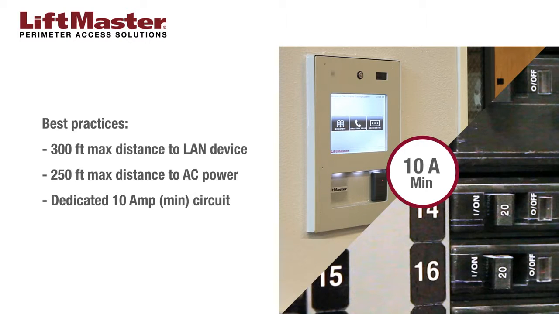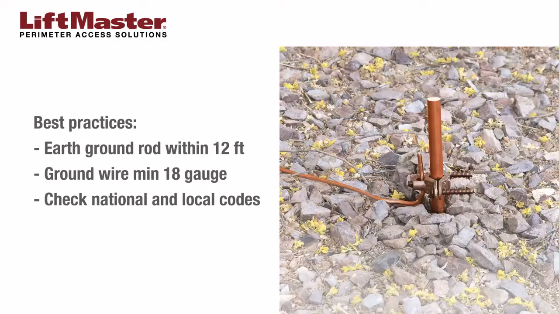This outlet should be wired back to its own circuit breaker with a minimum of 10 amps. The IPAC must be grounded to a good ground source, such as an earth ground rod, in accordance with local building codes. The ground source should be located within 12 feet from the IPAC. Use ground wire that is a minimum of 18 gauge and keep the ground wire as straight as possible.